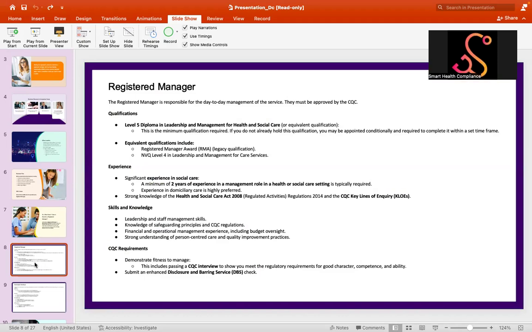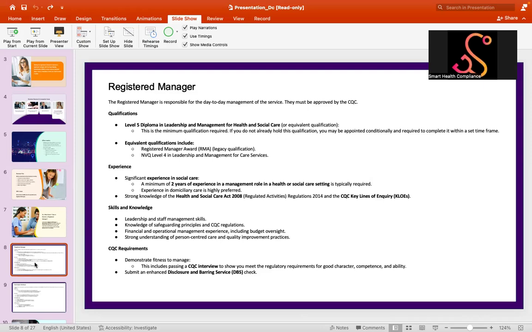So the registered manager is responsible for the day-to-day management of the service. Some of the qualifications that the CQC would expect for you to have would include a level 5 diploma in leadership and management for health and social care. This is a minimum qualification required, and if you don't hold it or have one of these already, it's okay. What you can do is sign up to a course whilst you're doing your CQC application, and you can provide the evidence that you are on an accredited course, and that you do intend to finish it before you complete your application.